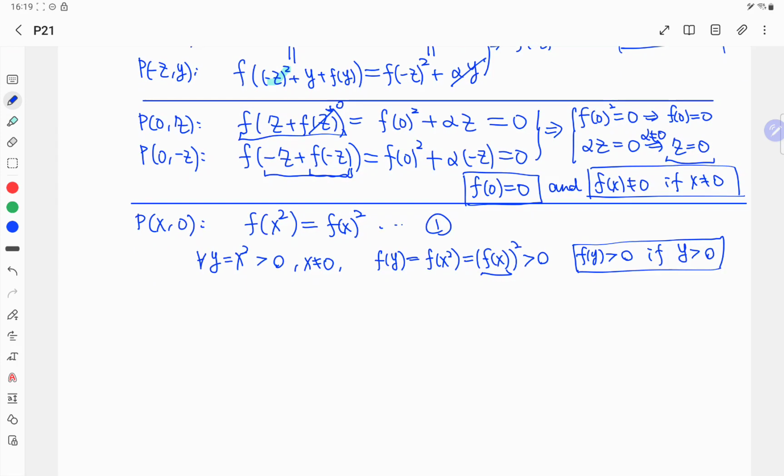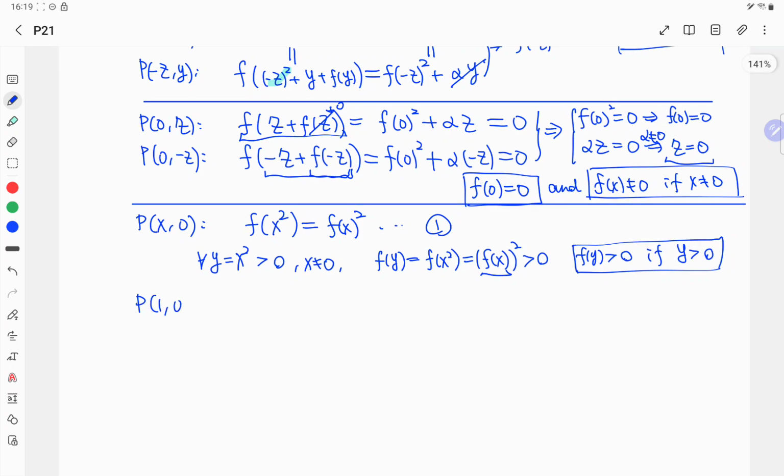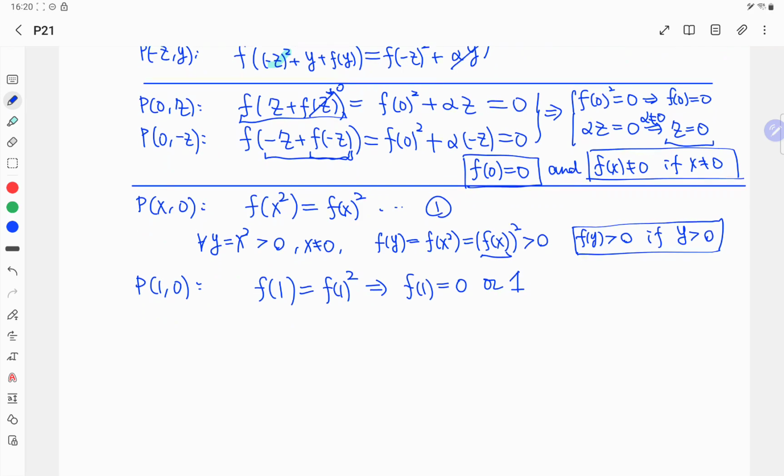Okay, so next we can have P(1, 0). So it will be f(1²) is 1 plus 0 plus f(0), so will be nothing. So on the left side is f(1) equals f(1) quantity squared plus alpha times 0 is 0. So here it implies that f(1) is equal to 0 or 1. Okay, so there will be two subcases.